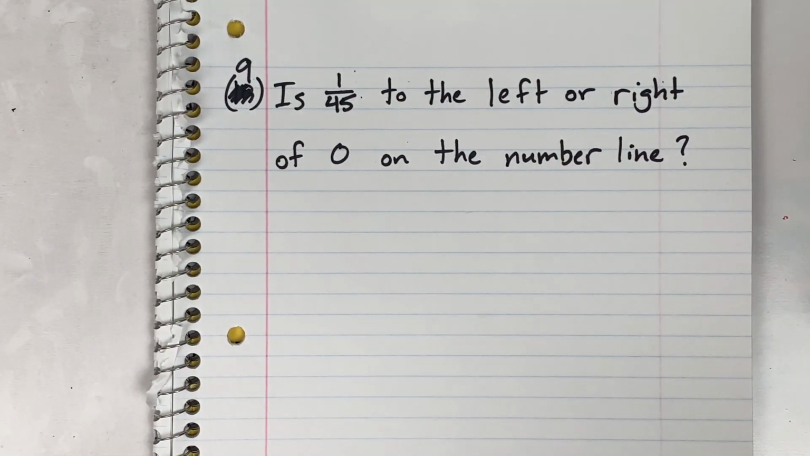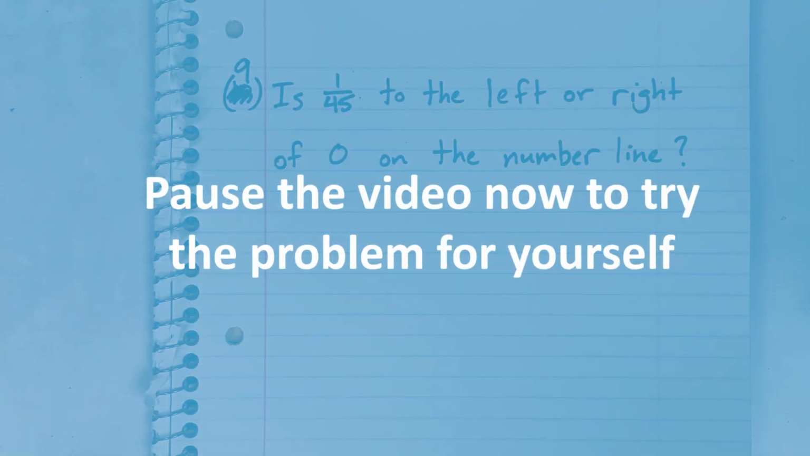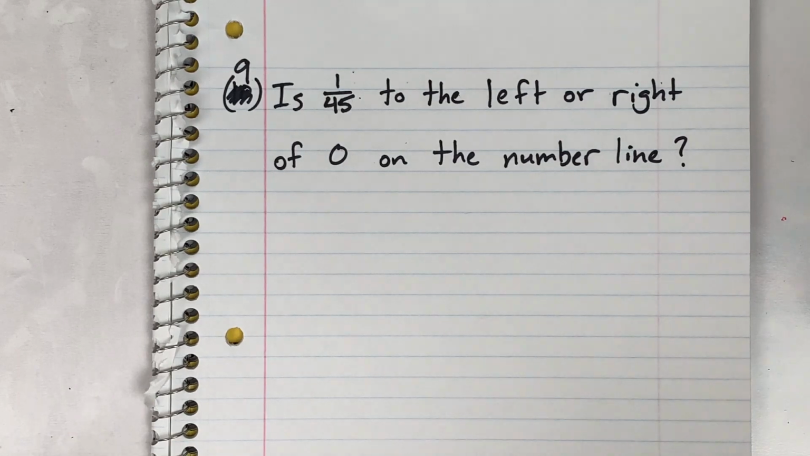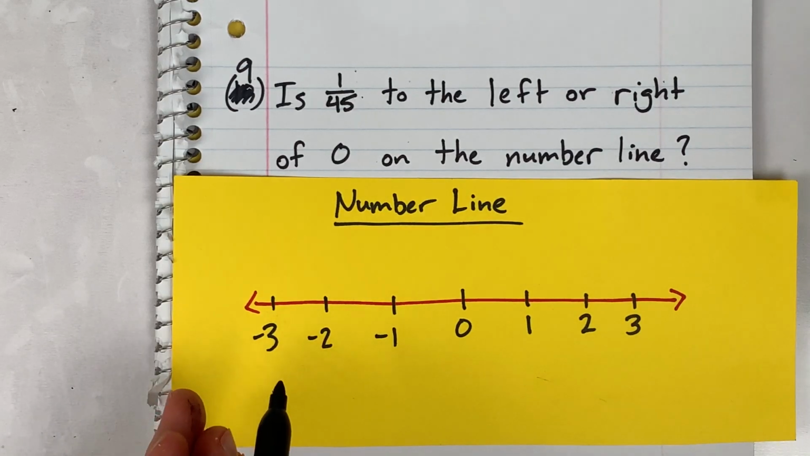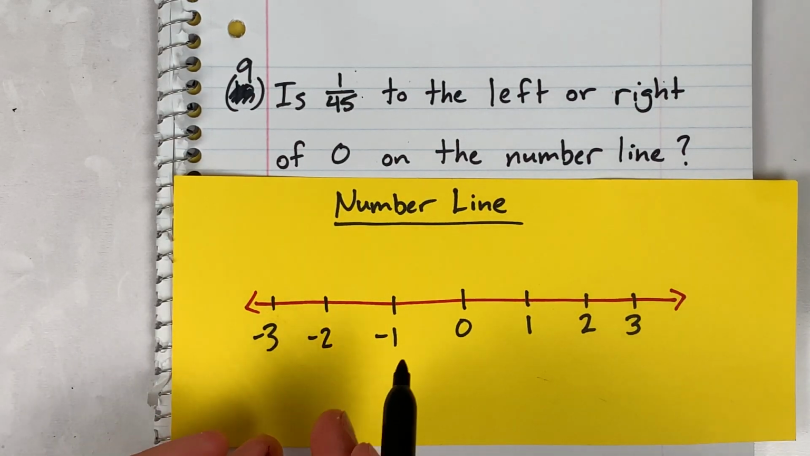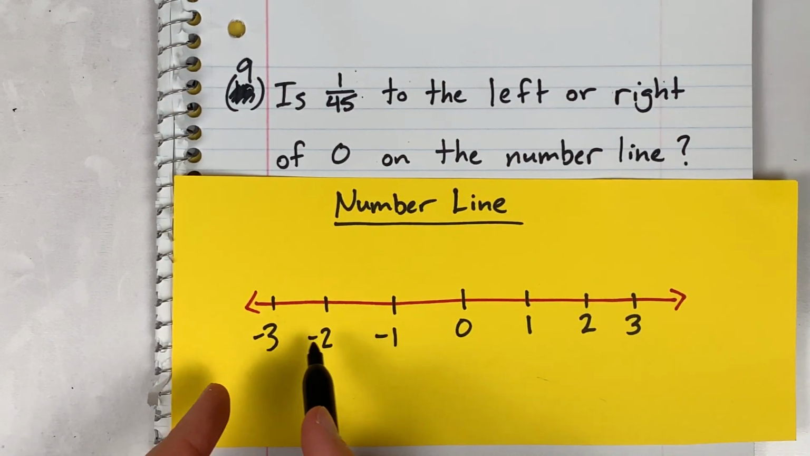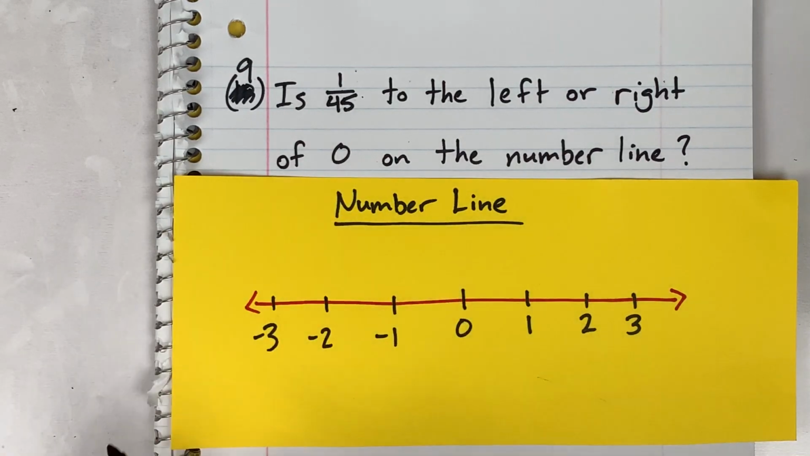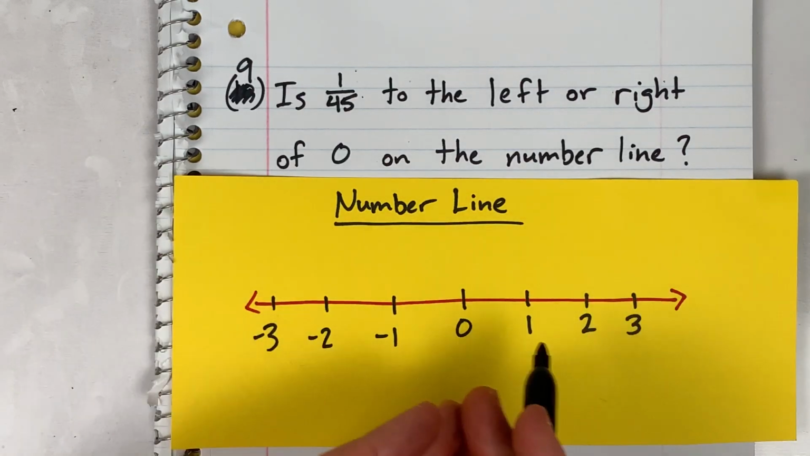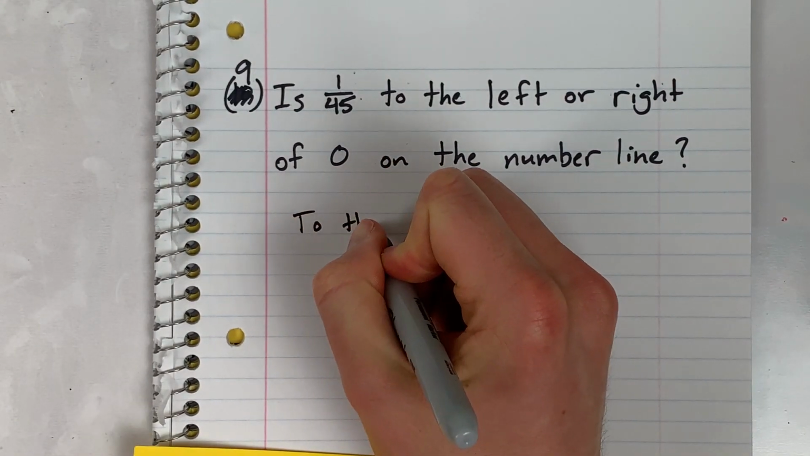All right, now on to a new flavor of question, number 9. Number 9 reads, is 1/45th to the left or right of 0 on the number line? Well, remember the number line was our way of ordering all of the real numbers, where we put the smaller ones on the left and the larger ones on the right, where negative numbers are smaller than positive numbers and zero is in the middle. So all the negative numbers are to the left of 0 and all the positive numbers are to the right of 0. Well, 1/45th is positive. So that means it's to the right of 0 on the number line. So the answer is to the right.